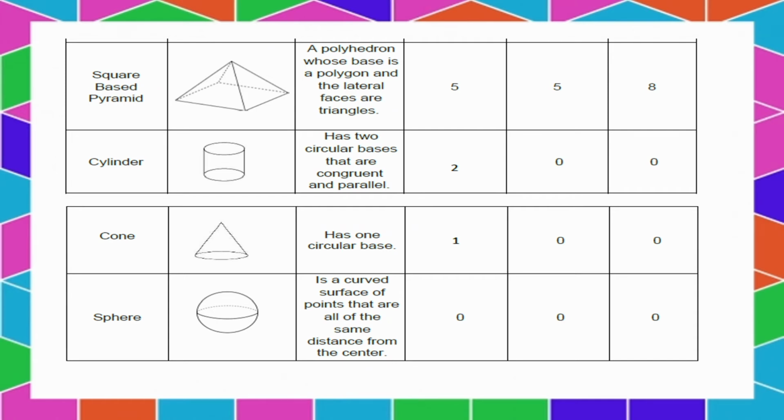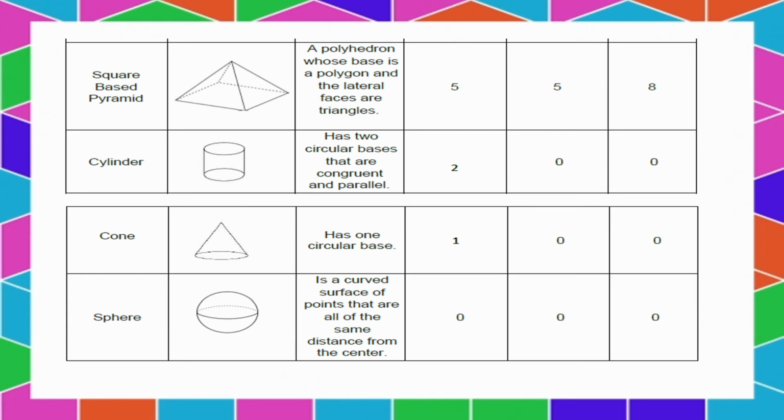The next figure we have is a square-based pyramid. Take a look at the illustration. It is a polyhedron whose base is a polygon and the lateral faces are triangles. So the base is a square and the lateral faces are triangles. It has 5 faces, 5 vertices, and 8 edges. So that is for a square-based pyramid.